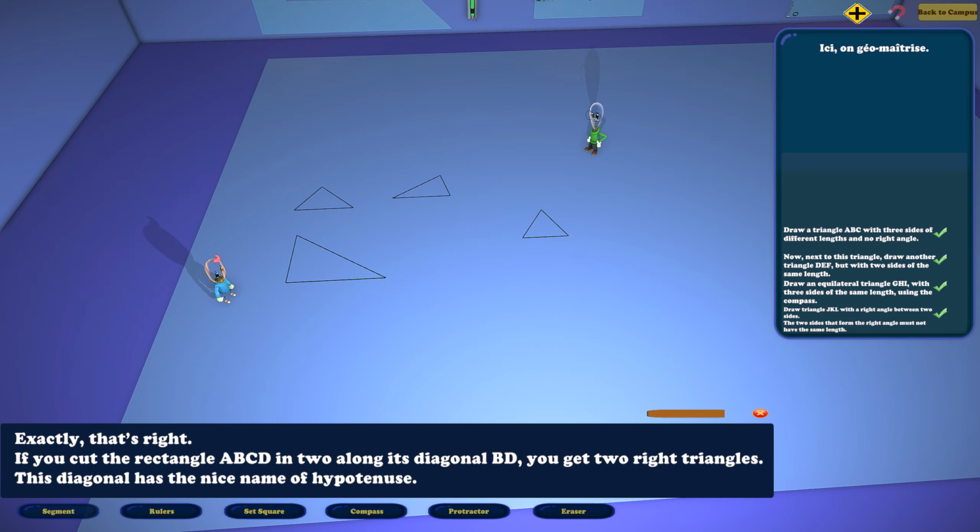Exactly, that's right. If you cut the rectangle ABCD in two along its diagonal BD, you get two right triangles. This diagonal has the nice name of hypotenuse.